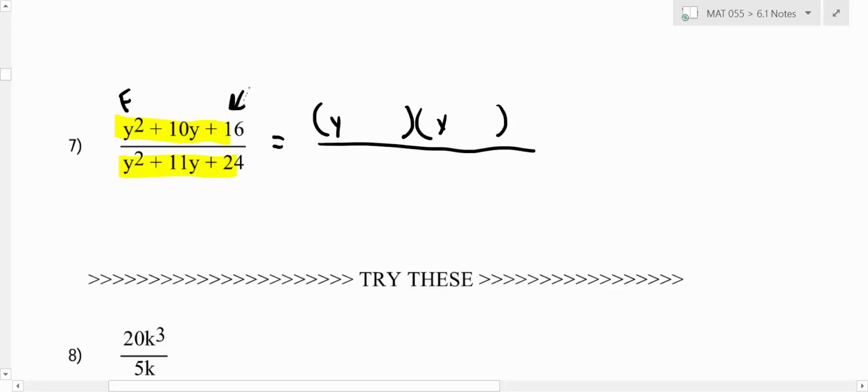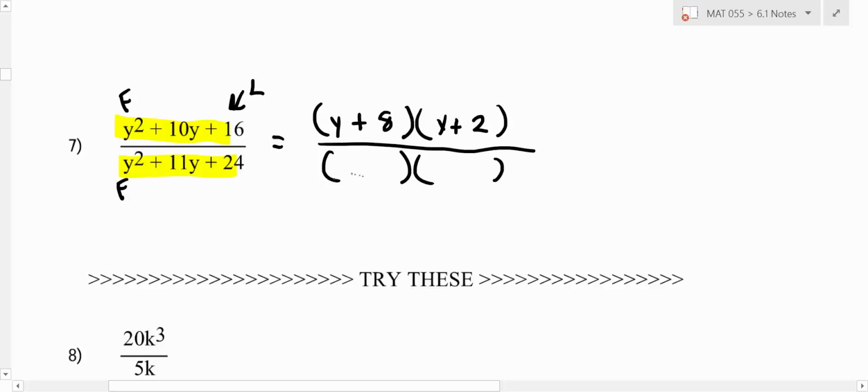Okay, what do you want me to use for the 16? 8 and 2, good. 8 times 2 is 16, and 8 and 2 adds up to 10. Okay, you want to start doing that as much in your head as you can. That's how the factoring goes. Okay, now we want to go to the bottom.